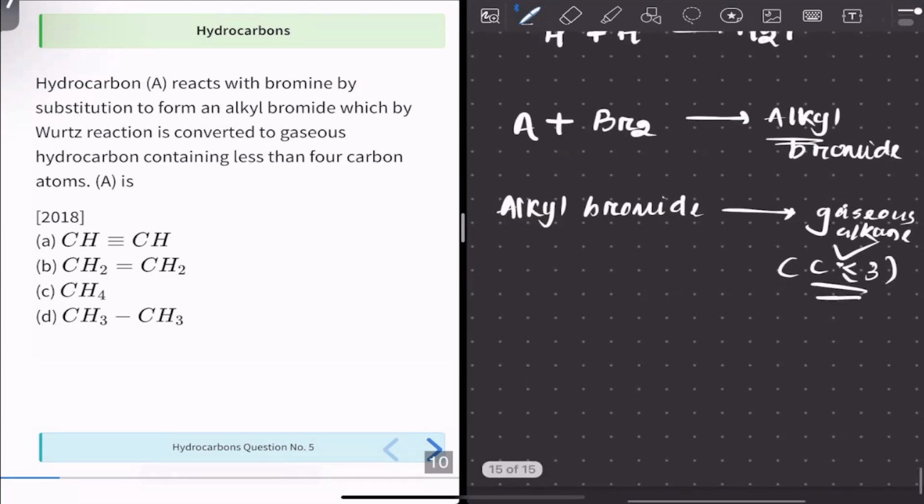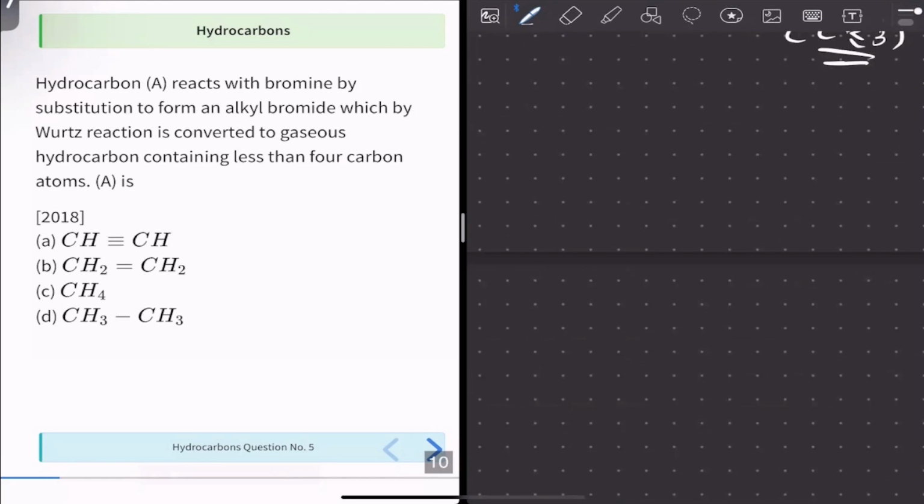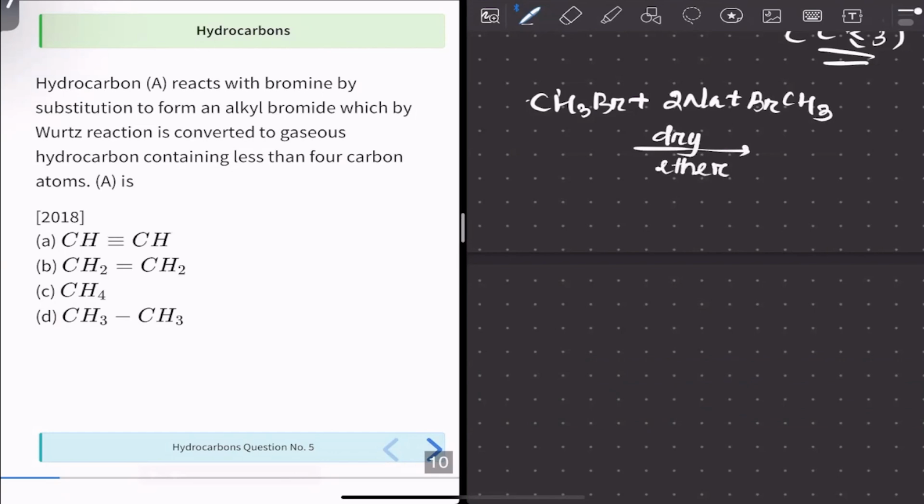So what is Wood's reaction? Let's see Wood's reaction first. So alkyl bromides, let's suppose CH3Br. Alkyl bromides react with sodium in a medium of dry ether. Okay. The medium is dry anhydrous ether, and the alkyl groups will combine with each other. Okay. So it will produce CH3CH3.